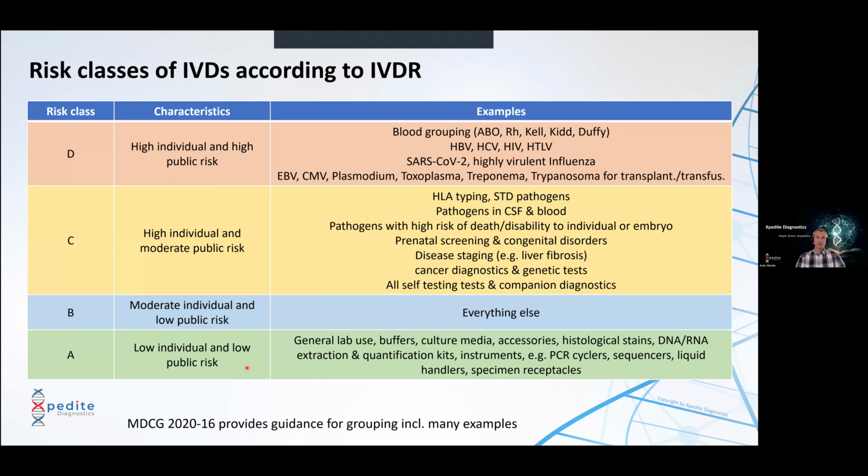And everything else which is not mentioned here or does not match the characteristics is then grouped in class B. That's kind of a remainder classification. So there's a very nice document available, published by the European Union or by the European Commission. It's called the MDCG papers. There are many of them, and the 2020-16 paper is providing a very nice guidance of the grouping and includes also many examples. For example, those that I have listed here. So, following this guidance very nicely and easily, you can also classify your particular assay.